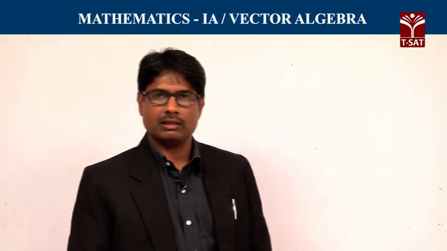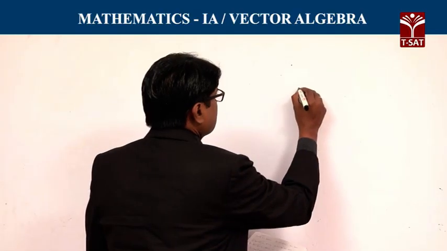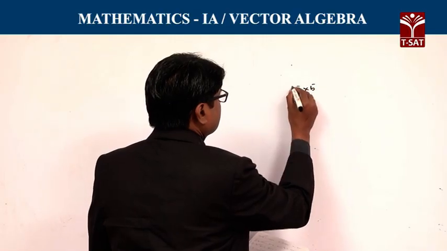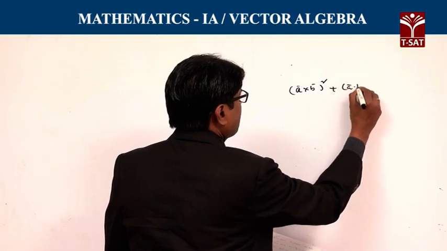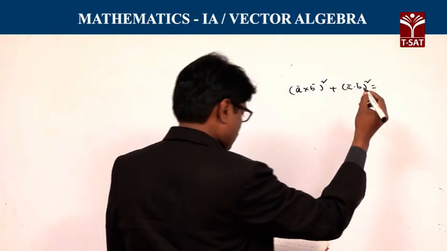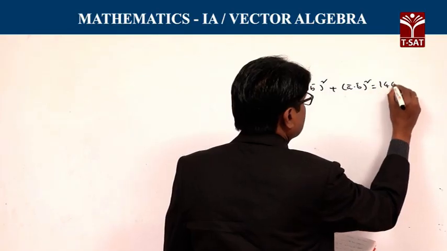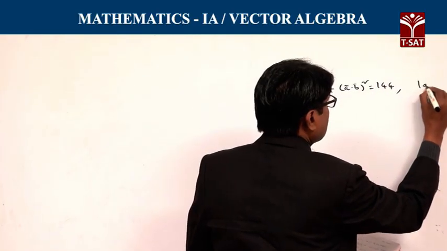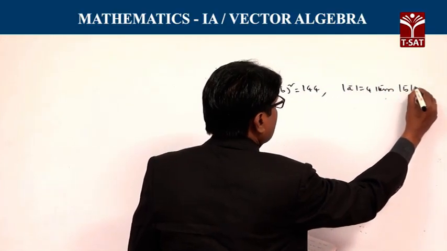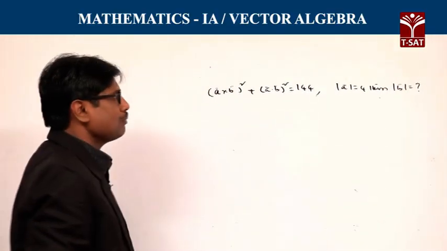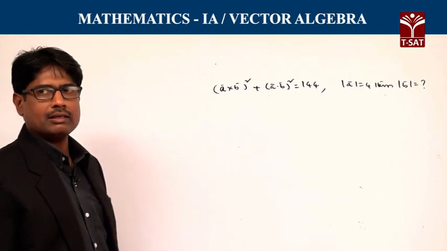Area of a triangle or a parallelogram, and calculations involving the relation between dot and cross products. One problem: if a bar cross b bar whole square plus a bar dot b bar whole square is equal to 144 and mod of a bar is equal to 4, then what is the magnitude of b bar? And the problem is based on both dot and the cross.